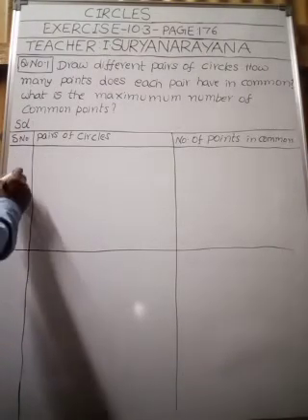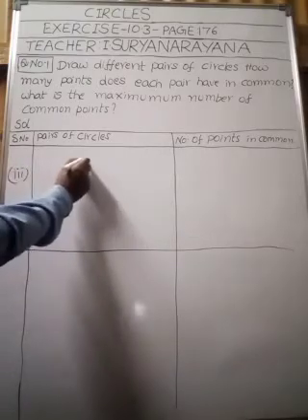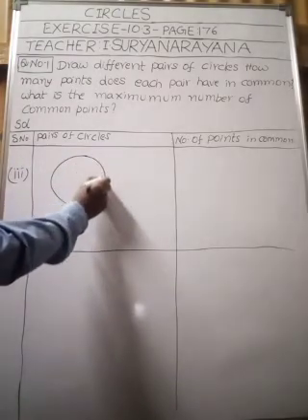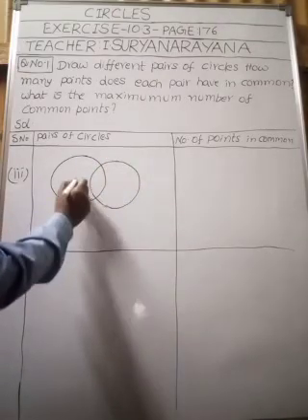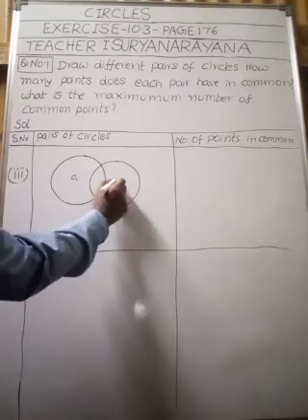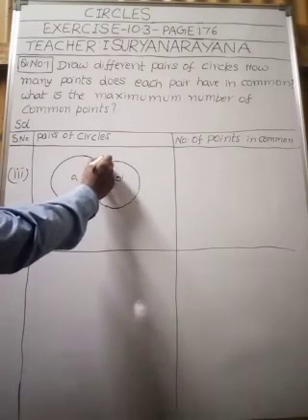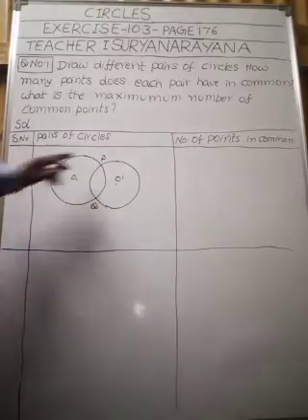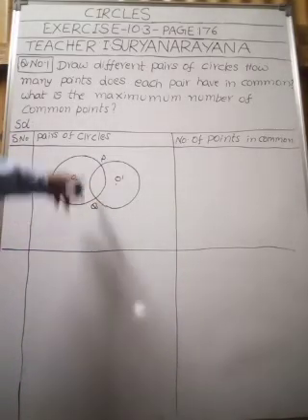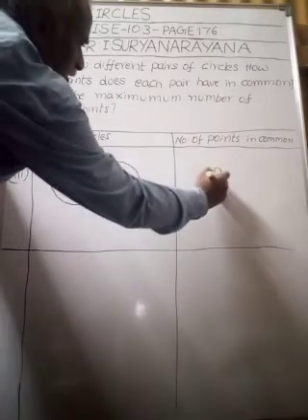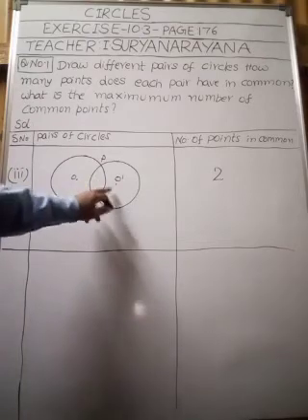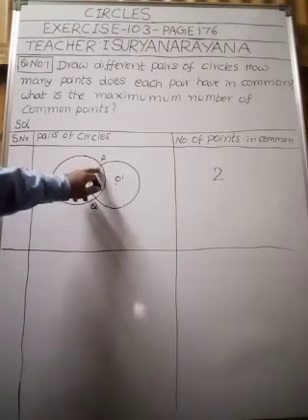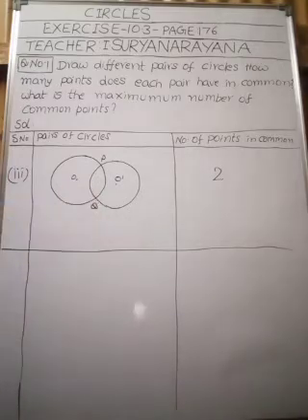Now come to the third case. If the two circles are intersecting, then the points P and Q are points of intersection. Okay, my children, how many points are in common? 2 points are in common in this case. If two circles are intersecting each other, then there are 2 points in common to the circles. Understood this point, my children? Right.